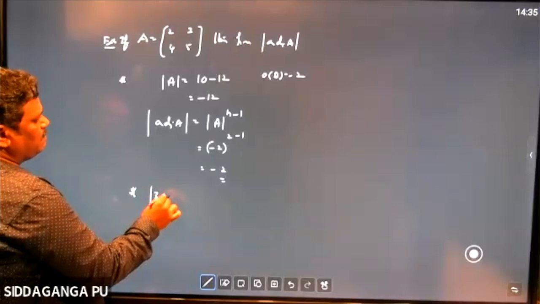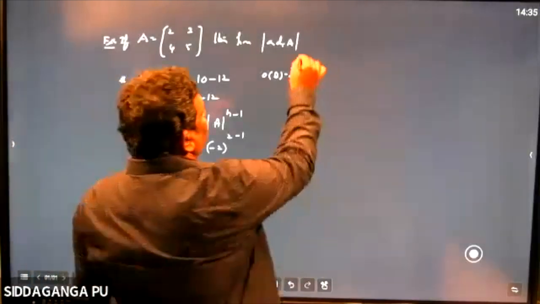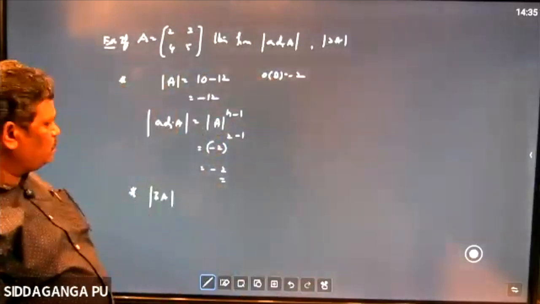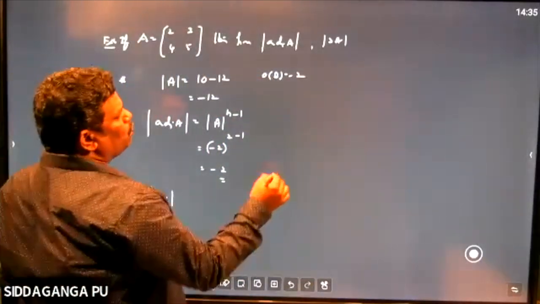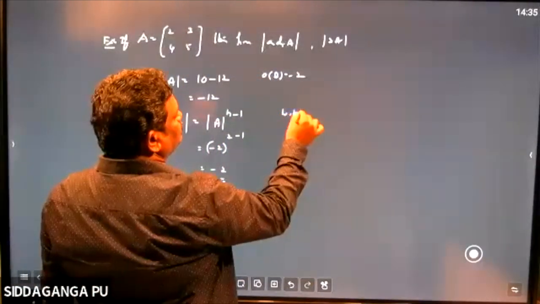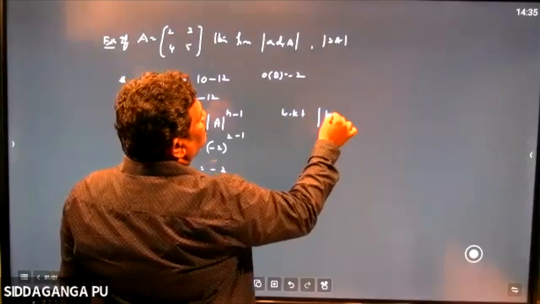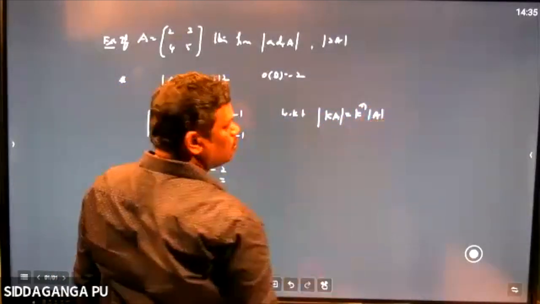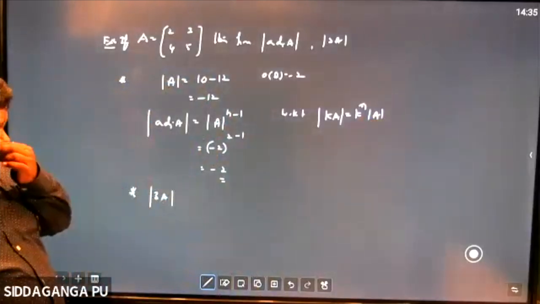Determinant of 3A is given. In that question only, the A matrix is given. Now we can calculate the determinant of 3A. Then how do we find it? We already know one property: determinant of K into A is equal to K power n into det A.